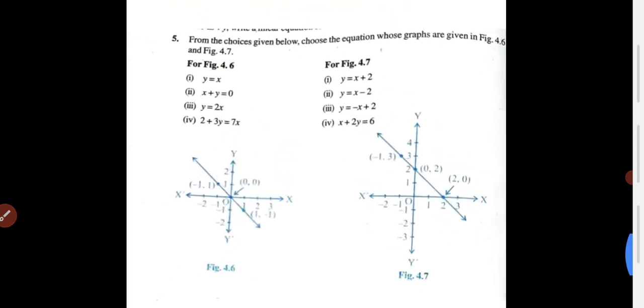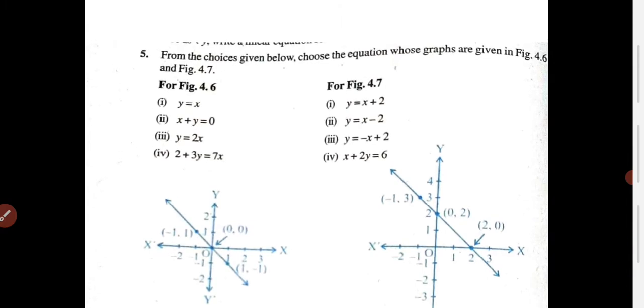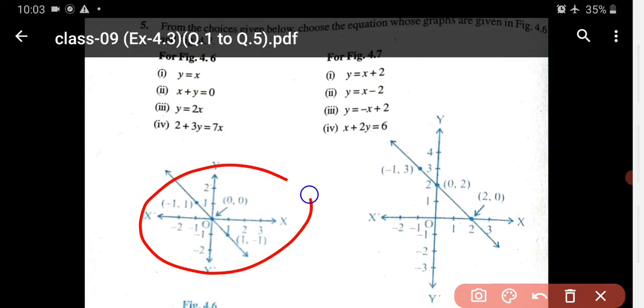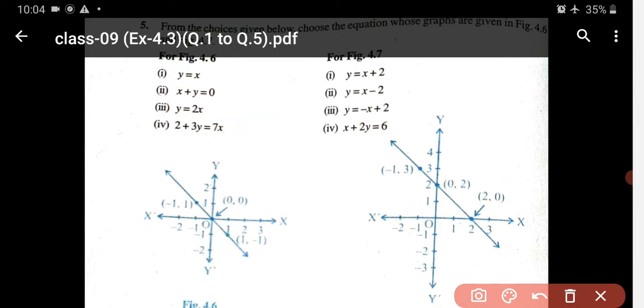Okay. Now come to question number 5. Question number 5 is, from the choices given below, choose the equation whose graph is given. Okay. One graph is given here and 4 equations are given here. You have to tell this graph is made from which equation. It means which equation is right, or you can say for which equation this graph is made. Now you have to check.